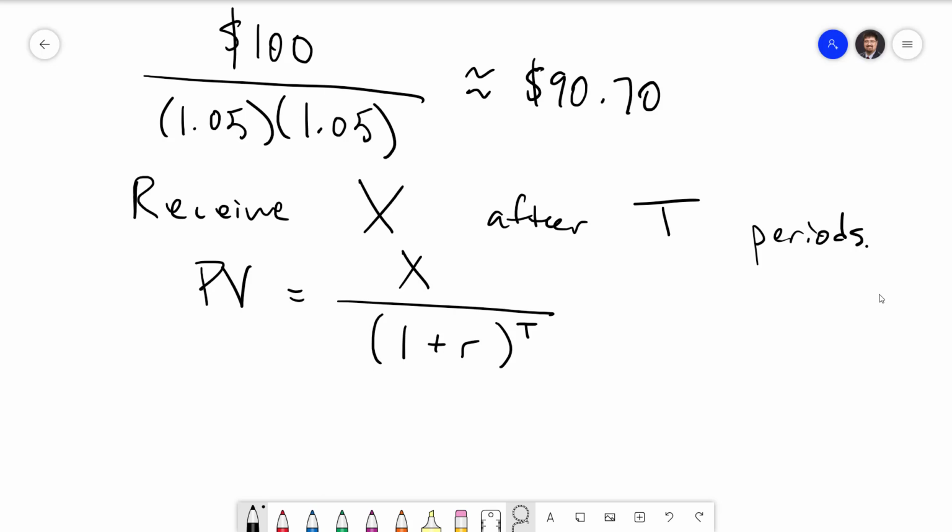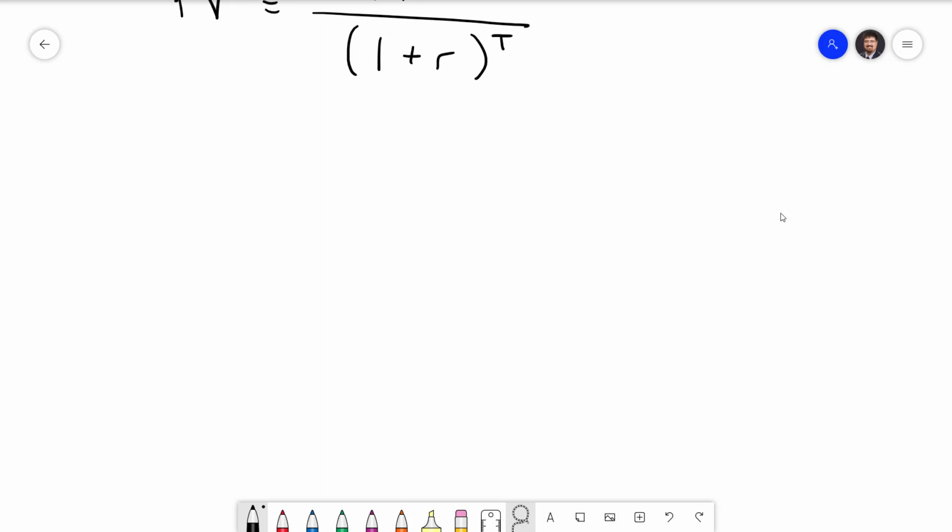The idea that money received in the future is worth less than the same amount of money received now is called discounting. So you might hear present value also referred to as discounted value. We can also use this formula to calculate the present value of an income stream over time. We are going to use lowercase t to represent a generic amount of time into the future.